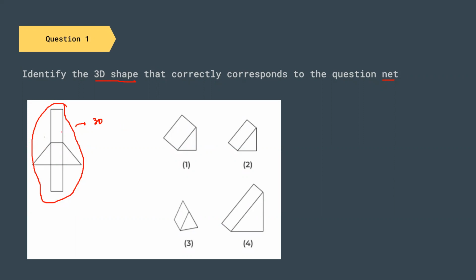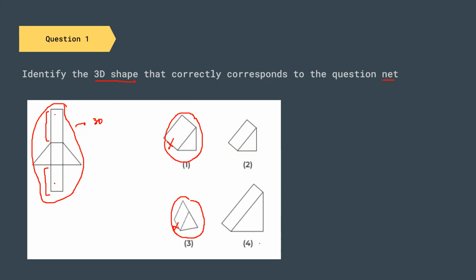If we look carefully here, this part is greater than this part. This is not possible because all the sides of this particular 3D figure are the same. This is not possible because this is larger and this is a little bit smaller. I can apply the same logic here. In here, all the sides are the same, so this is also not possible. So out of these four options, two options are eliminated.